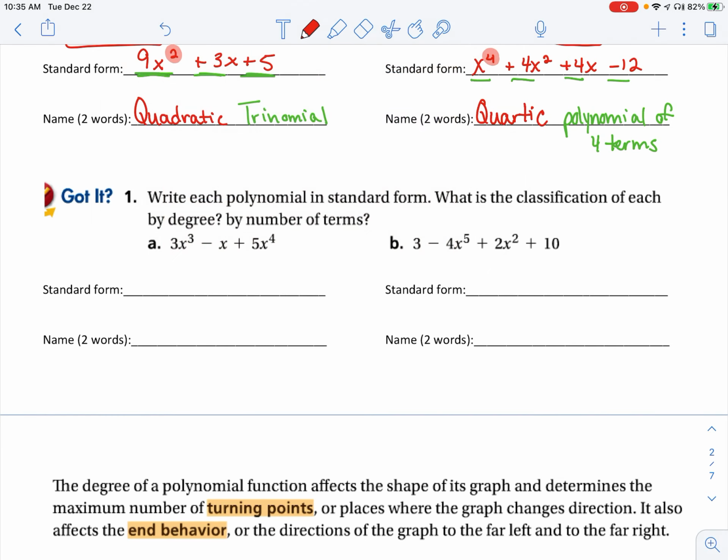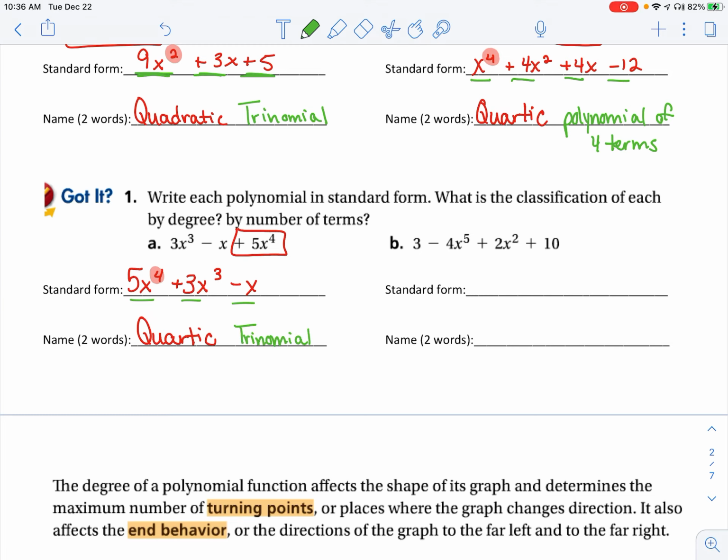If you want to pause the video and just check your answers, it would not be a bad idea. So nothing to combine. Start with my biggest term, and then my next biggest term, then my next biggest term. My degree is a 4. I already did that, huh? Degree of 4 we know is quartic. I would use that chart, quartic. And this one has 3 terms, 1, 2, 3. This is a quartic trinomial.